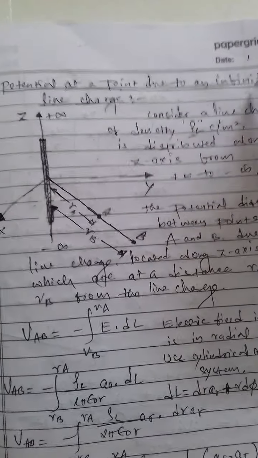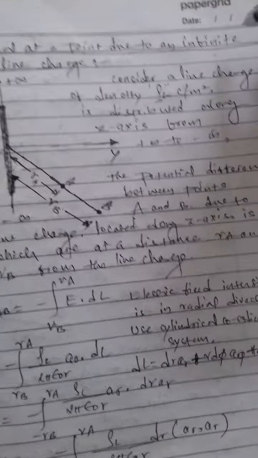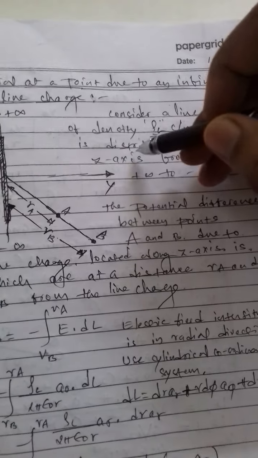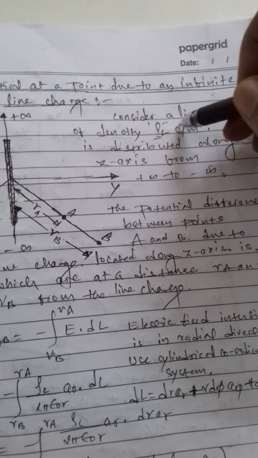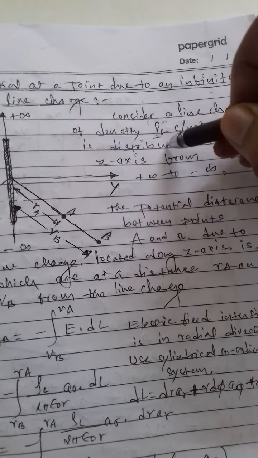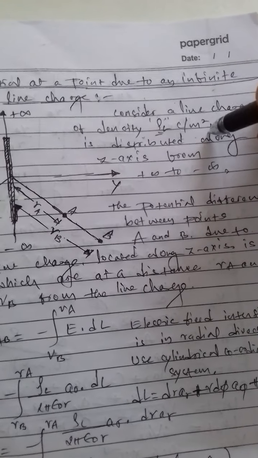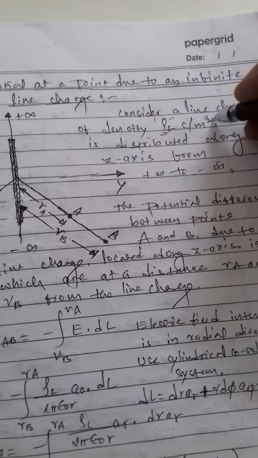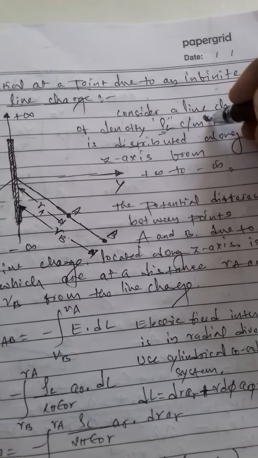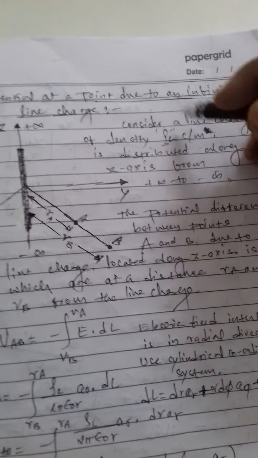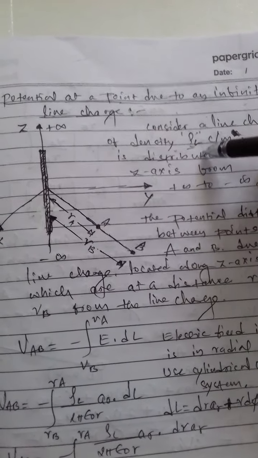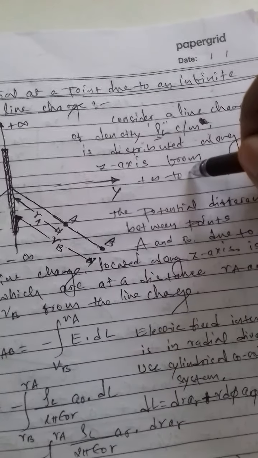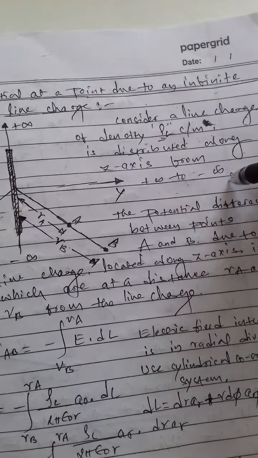Potential at a point due to an infinite line charge. Consider a line charge of density rho L coulomb per meter. Here it is not coulomb per meter square, it is just coulomb per meter, distributed along the z axis from plus infinity to minus infinity.